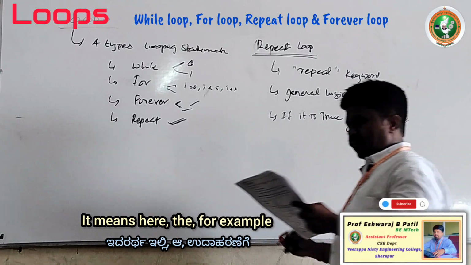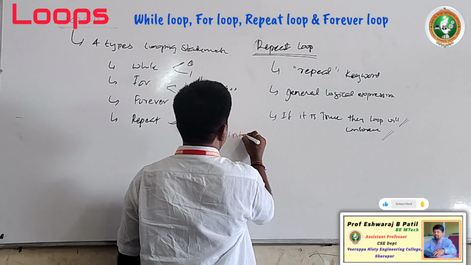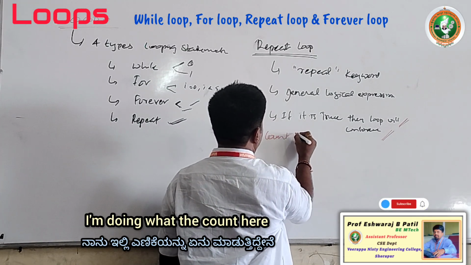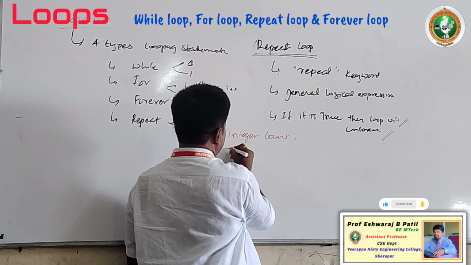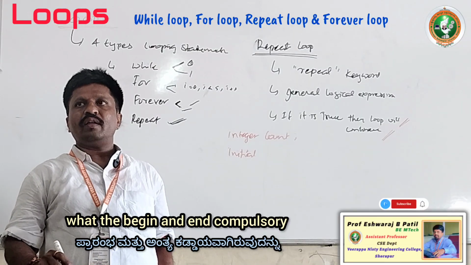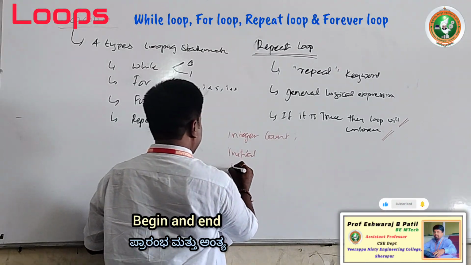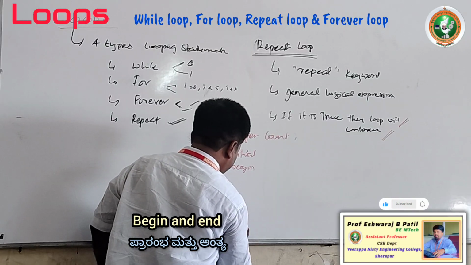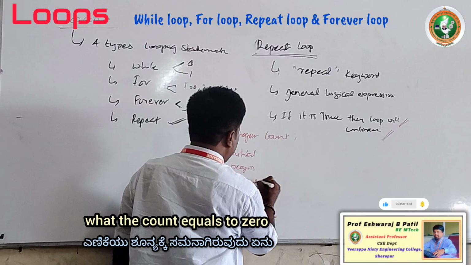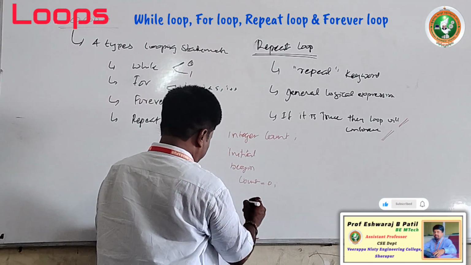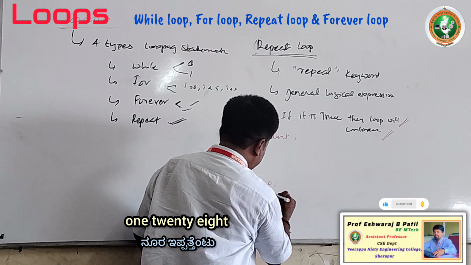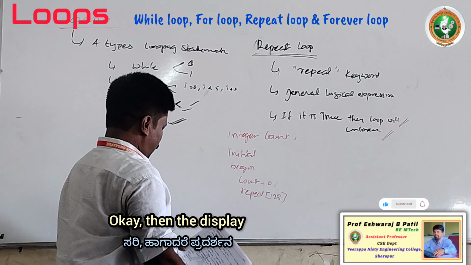For example, if I have a count here, an integer value, I'm doing the counting, so initially I go with the initial statement. If there is an initial statement, then I should have begin and end compulsorily. You should remember this. Okay, count starts at 0: count equals 0. Then repeat 128, then display.